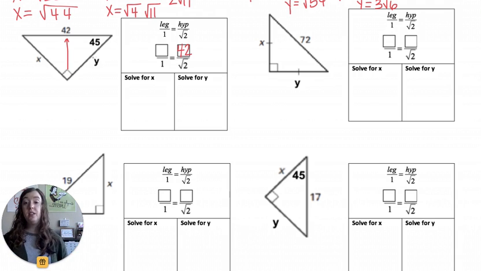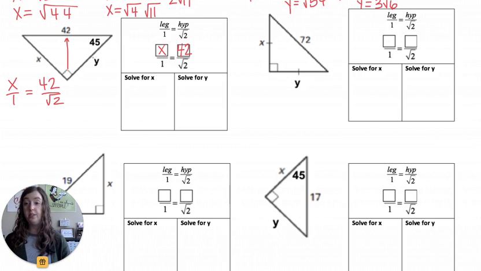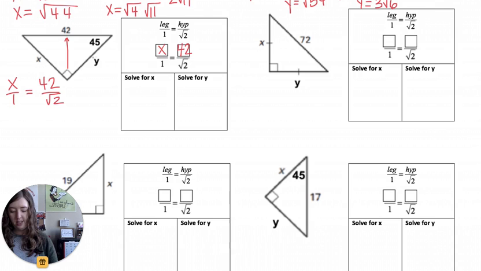And then it doesn't matter which one I use at first, x or y, because we know that those two are going to be the same length, right? So I'm just going to go ahead and put the x there. So we're going to have x over 1 equals 42 over the square root of 2. And then we'll cross multiply. 1 times 42 is 42.